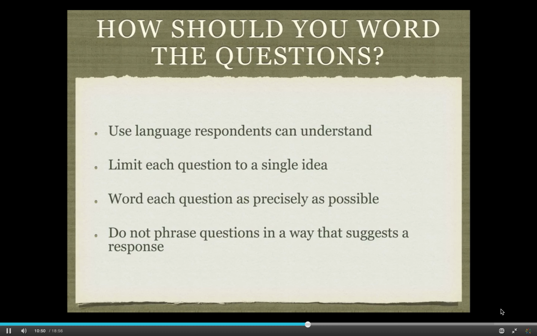How should you word your question? Use language the respondents can understand. Limit each question to a single idea. Word each question as precisely as possible. And do not phrase questions in a way that suggests a response. Those are what we call leading questions, where you are leading the respondent to a particular answer. So you want to phrase the question in a neutral way.